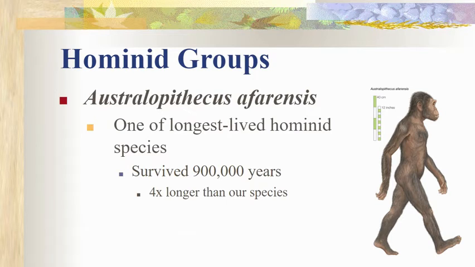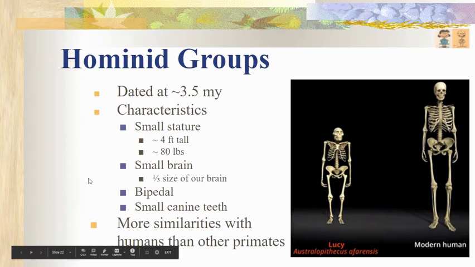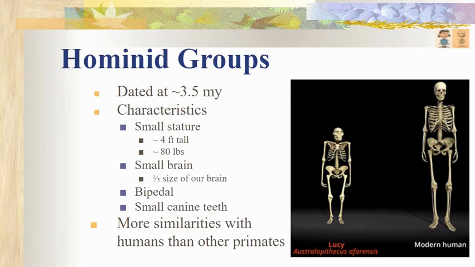So first, we'll start with Australopithecus afarensis. This is one of the longest lived hominid species. It survived about 900,000 years. That means it was in existence 4 times longer than our current species of modern humans. It's been dated at approximately 3.5 million years.